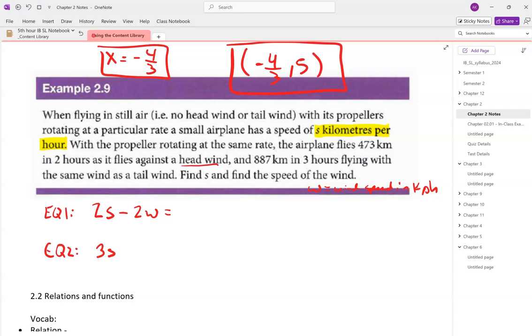And what should this equal? Some unit in kilometers, right? Because when I multiply kilometers per hour by hours, I get kilometers. Yes? Now the same situation, but this time we have a tailwind, but it's the same wind, right? So what should I be doing here? Should it be speeding me up or slowing me down? Speeding me up. So what should I be doing? Adding or subtracting? And how far did I go? 887. Yes, sir.